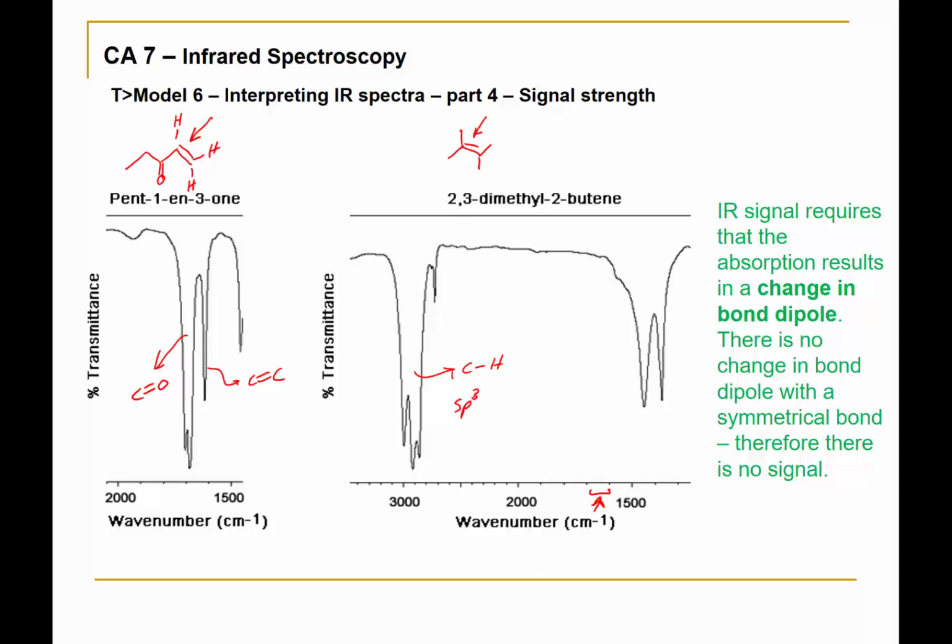Why is that? Well, notice that the change in bond dipole with a carbon-hydrogen stretch is actually going to be pretty small, whereas a change in bond dipole for carbon double bond oxygen, given that's a very polar bond, will change tremendously with the absorption of infrared radiation. Therefore, the more polar bond will tend to give larger signals. So that's another outcome of realizing that there must be a change in bond dipole for an absorption to occur.